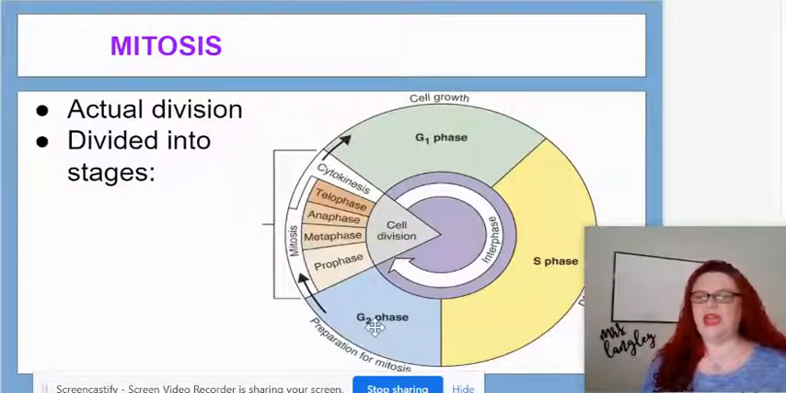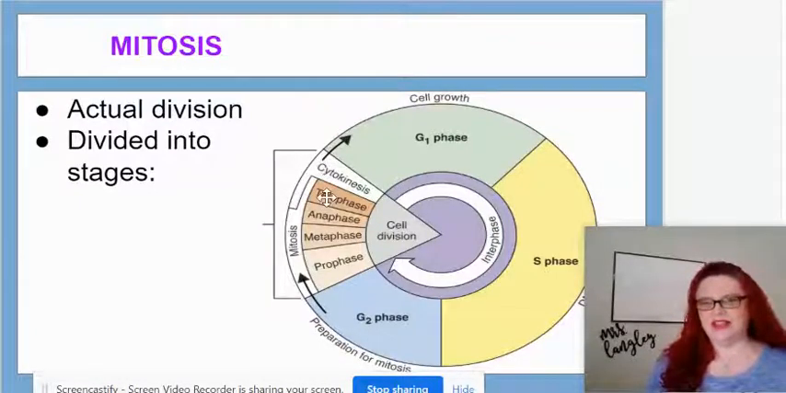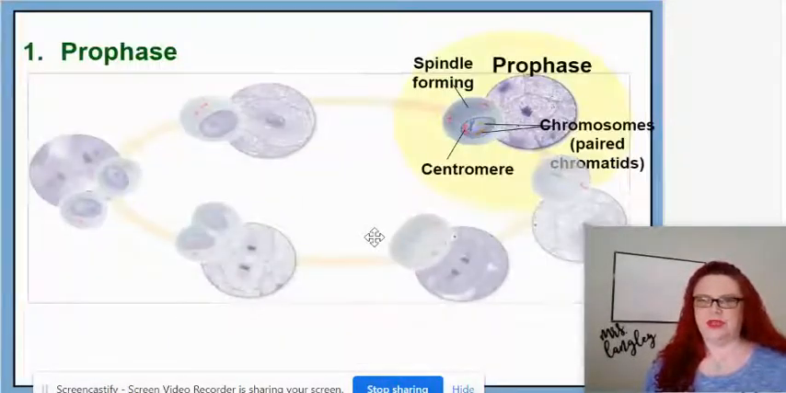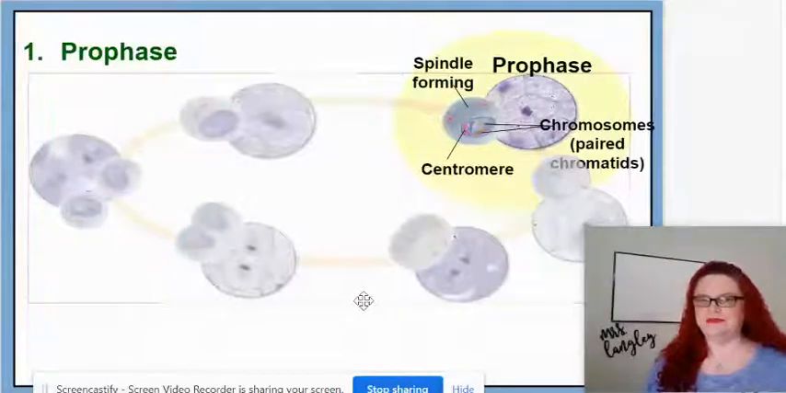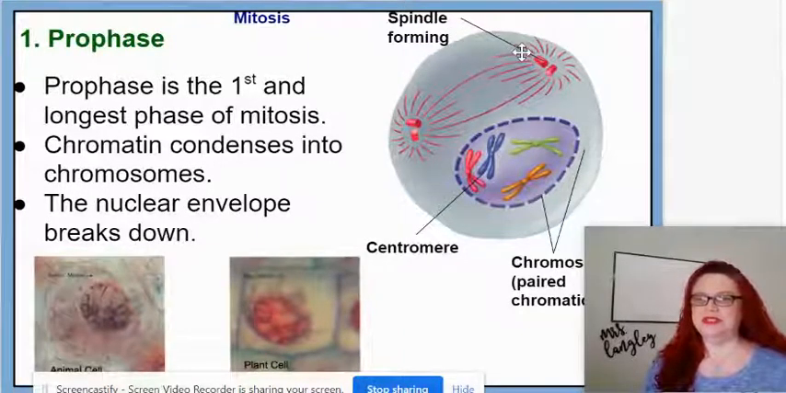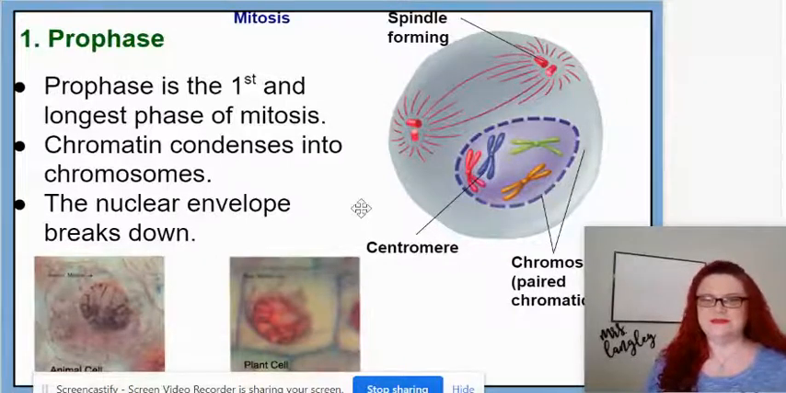After interphase, we enter mitosis. This is the actual division of the cell, and it is divided into stages as well. It has 4 different parts to it. We have prophase. In prophase, the chromatin condenses into our chromosomes. Everything is packed up and our nuclear envelope disappears. If it's an animal cell, we'll see the spindles forming and the centrioles moving to the ends of the cells.